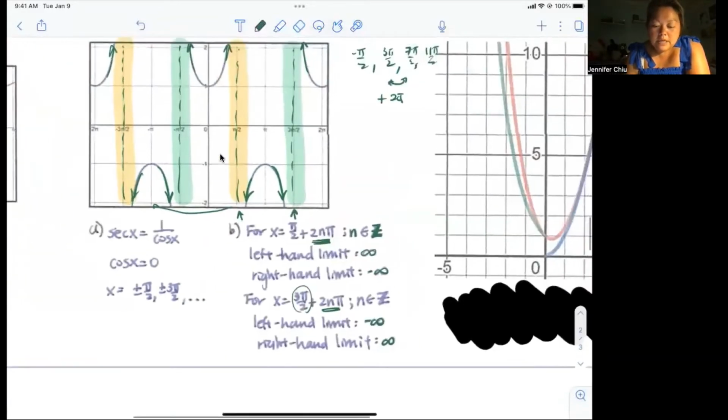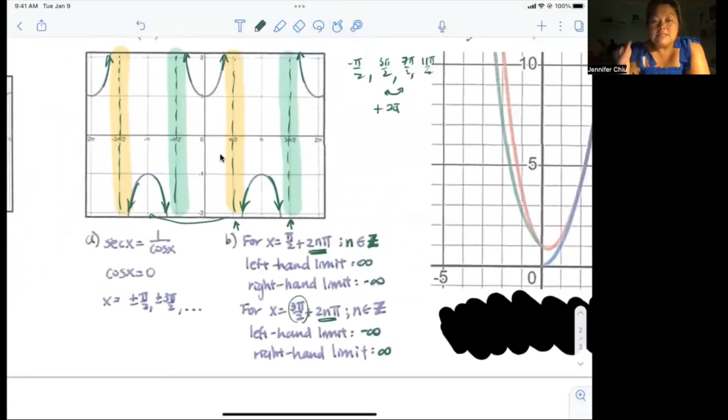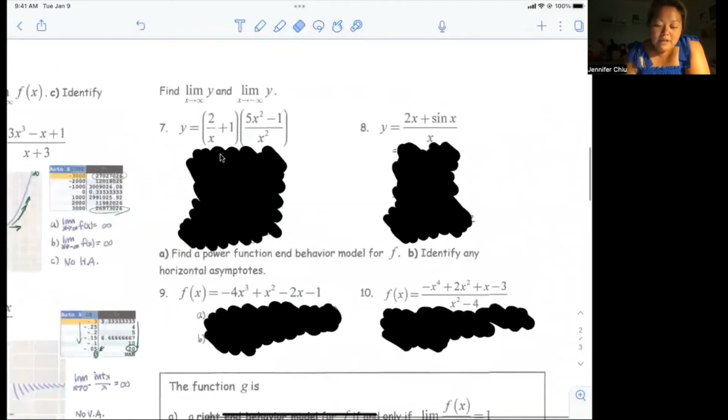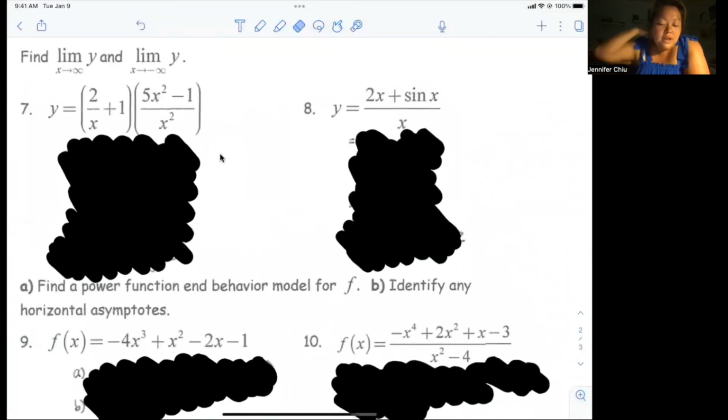So again, take a minute, let that sink in a little bit on how to write these notations. If you don't want to write it this way, it's totally fine. It's just going to be a lot more explanation if you write it a different way, and it's harder to understand. Okay? All right. Moving on, we have find a limit as x approaches infinity and as x approaches negative infinity.